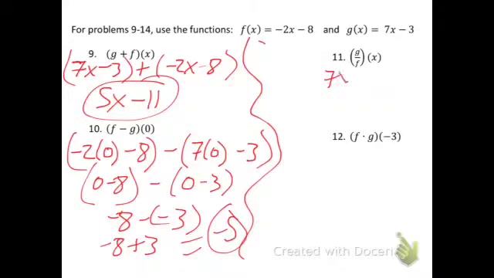On 11, you just put g over h. G is 7x minus 3. F is negative 2x minus 8. And that's done. That's all there is to it.